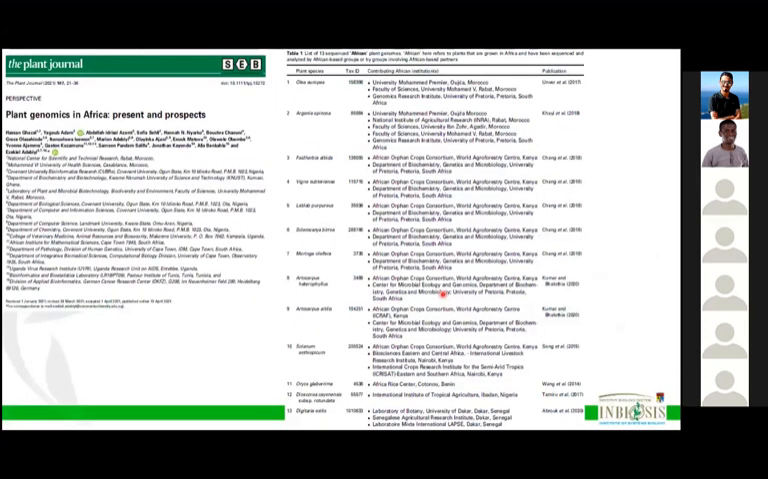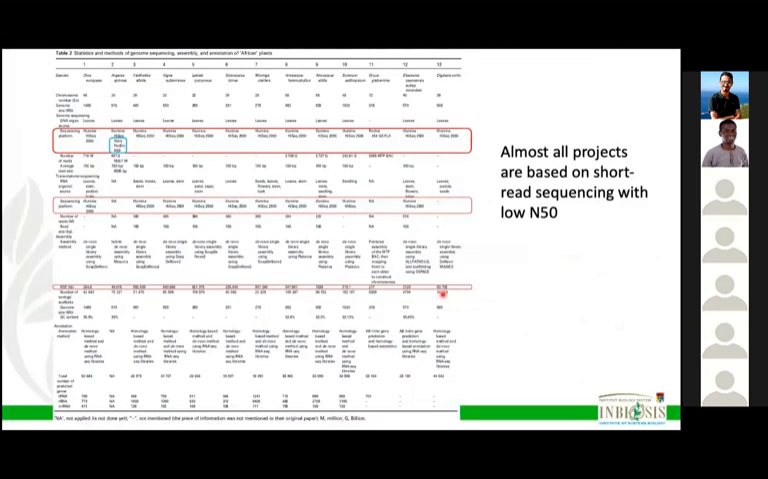And this is the latest review by Abdullah, your host today. I think around 13 African plant genomes have been sequenced. I think most of them were just sequenced by African-based groups, and most are based on single short-read sequencing. I think only one used PacBio for enhancement. Especially for the transcriptome, short reads were also used.